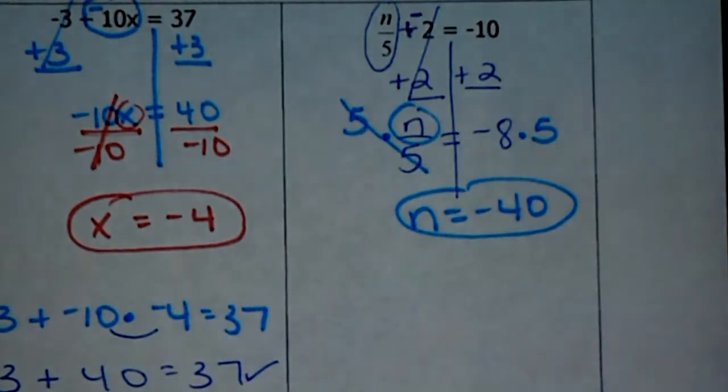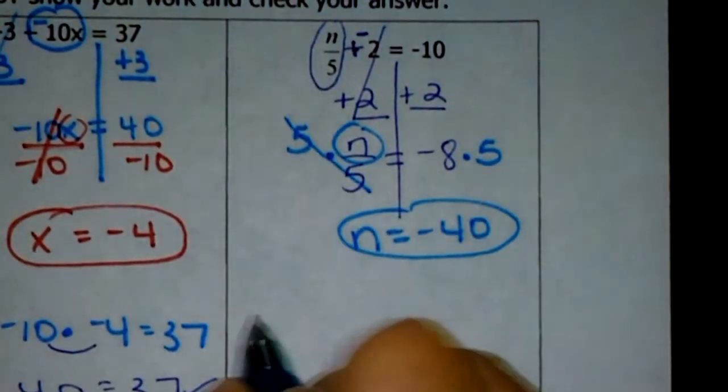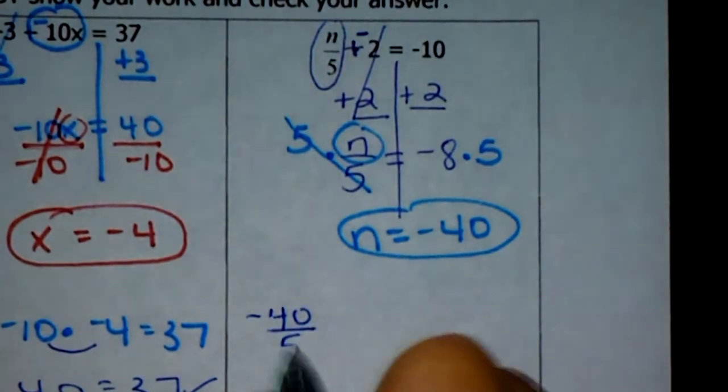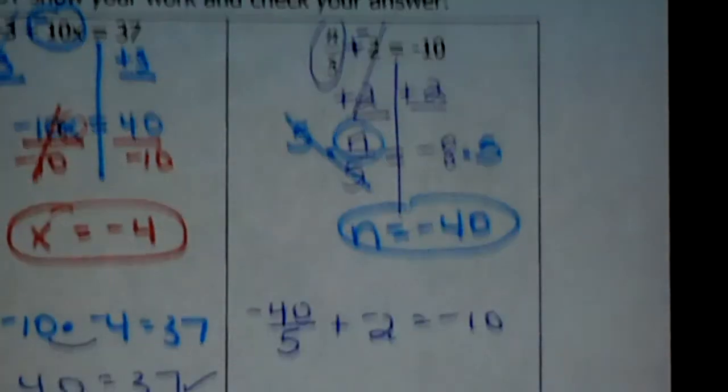To check to make sure that you're right, just plug it back in. If we're saying n is negative 40, that means if you take negative 40 divided by 5 plus negative 2, you should get negative 10.